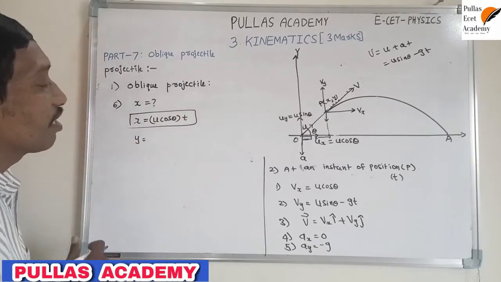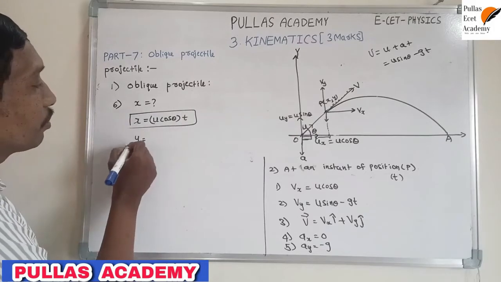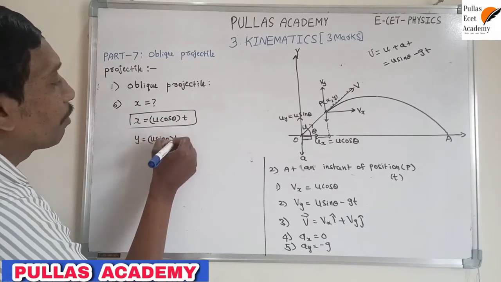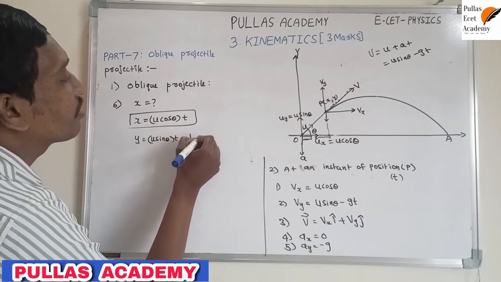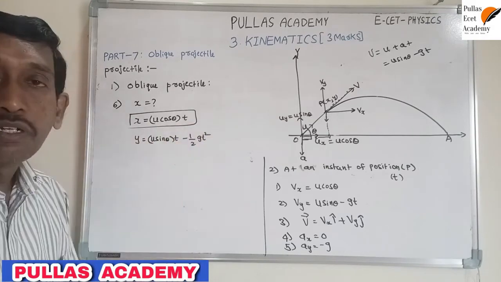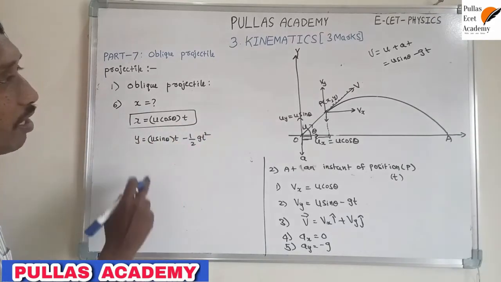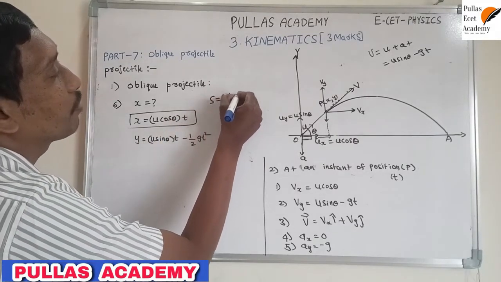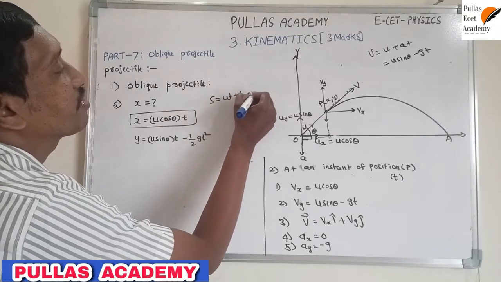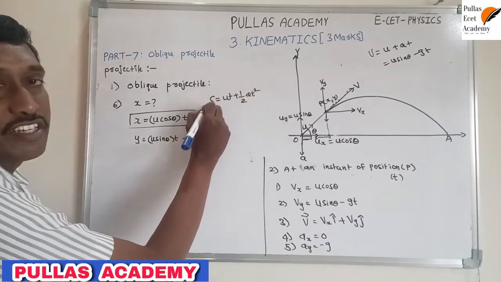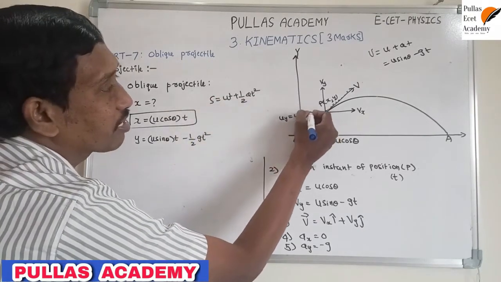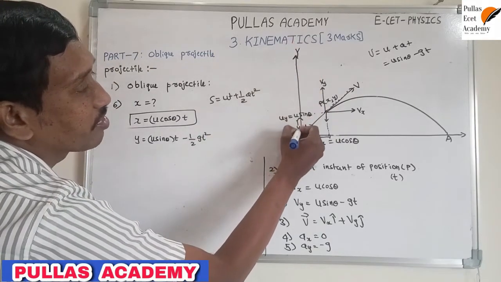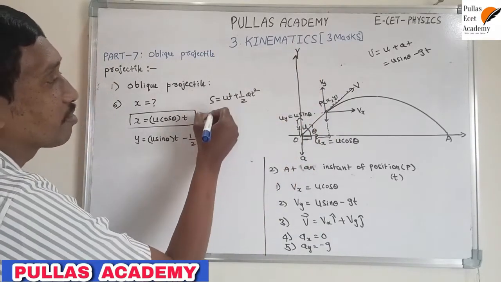If you want vertical displacement, that is u sin theta into t minus half g t square. This is the expression for vertical displacement. Now, do you know how we get this equation? Actually the equation is s is equal to ut plus half at square. This is the second kinematic equation. S is displacement, but for vertical displacement, if you draw the normal line to the y-axis from the origin, this displacement is y. That's why s is called y.